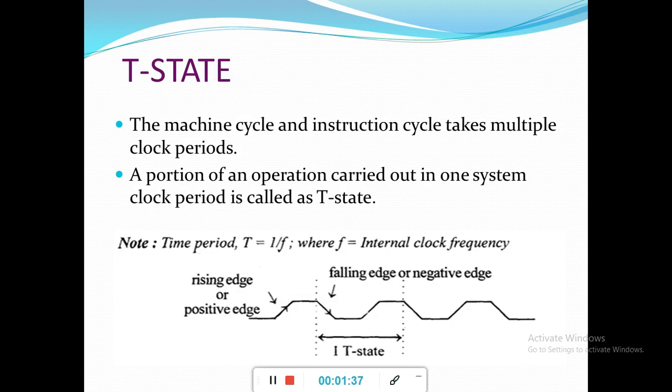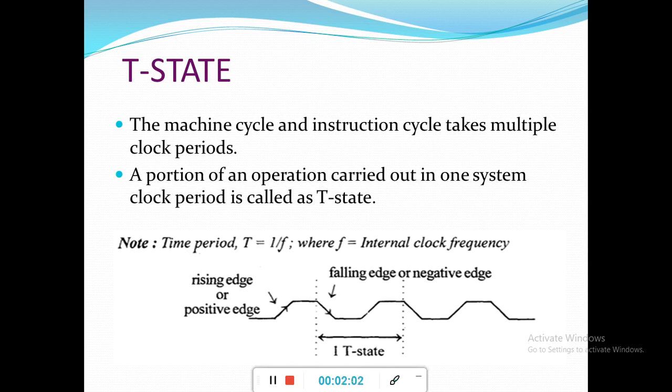Then the T states. The machine cycle and instruction cycle take multiple clock periods. Clock period is denoted by the capital T. A portion of an operation carried out in one system clock period is called a T state. Note: time period T is equal to 1 upon the frequency. An internal clock frequency is there for each and every processor.